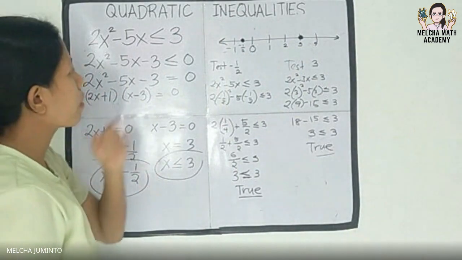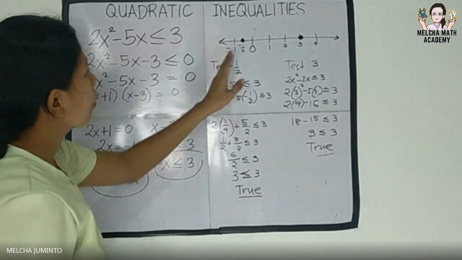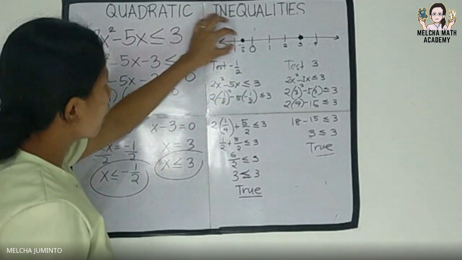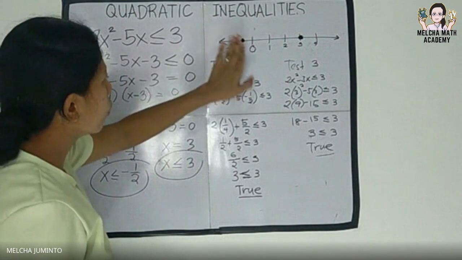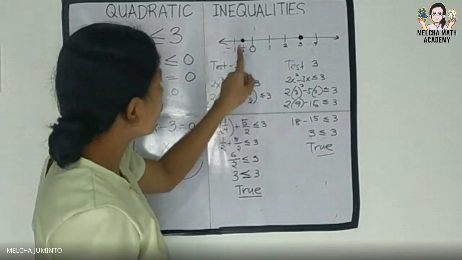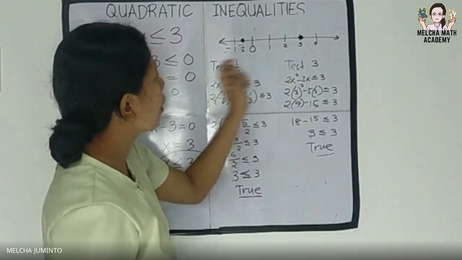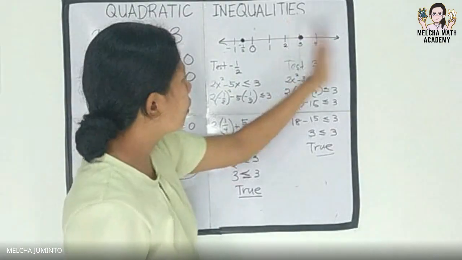Which numbers? First, the number which is to the left of negative 1/2, this area. Because if this is true, we need to shade this part. Another, the number which is between negative 1/2 and 3 here. We need to choose one number here. And then lastly, we need to choose another number here to the right of 3.